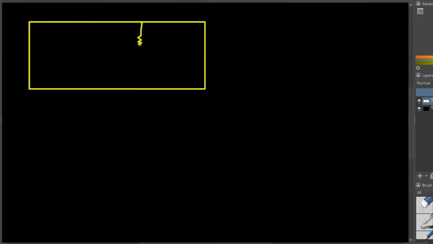We have a 6 ohm resistor right here and a 7 ohm resistor right here, and then the load resistor right here, and let's say we have a 3 ohm resistor right here, and this one is connected with the 12 volt source.